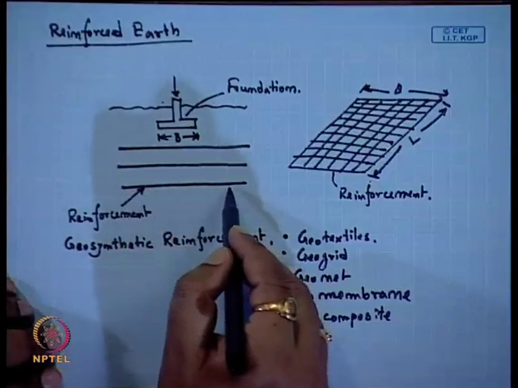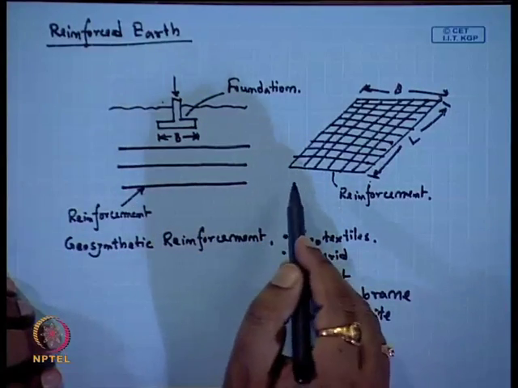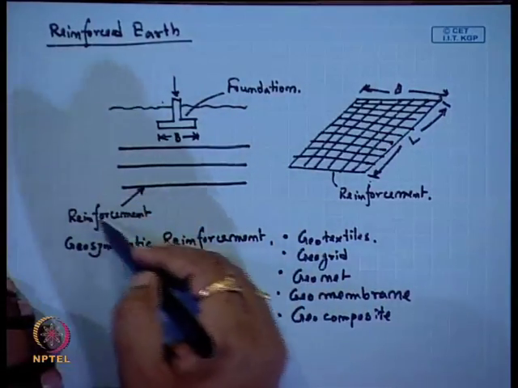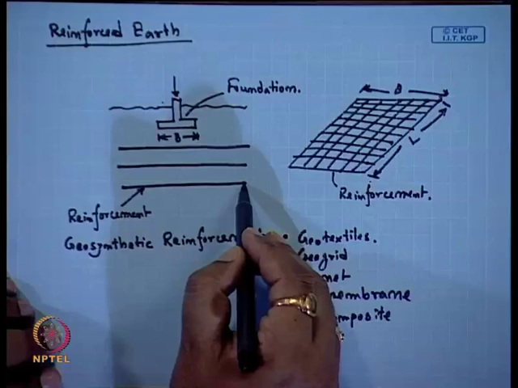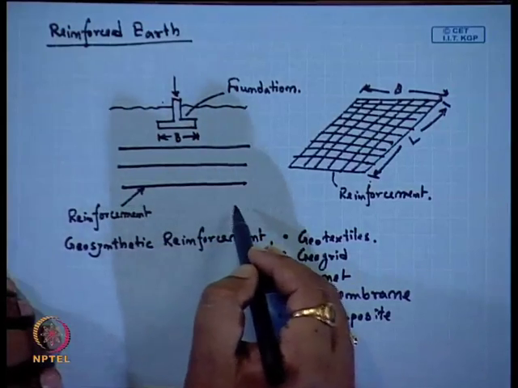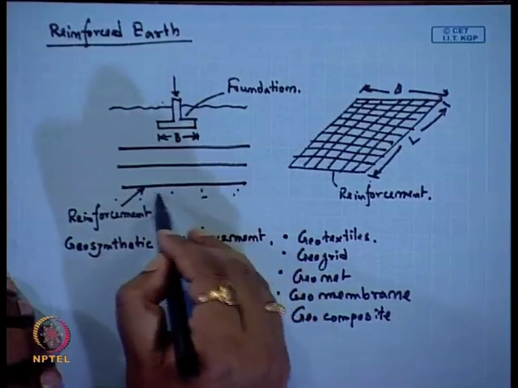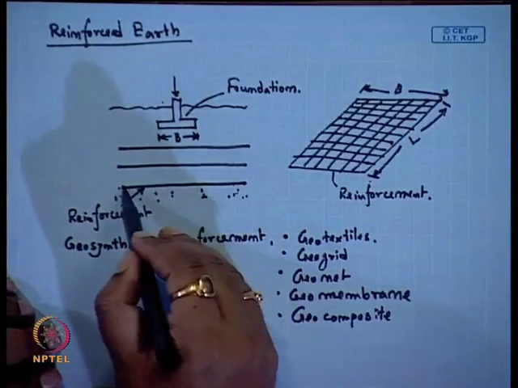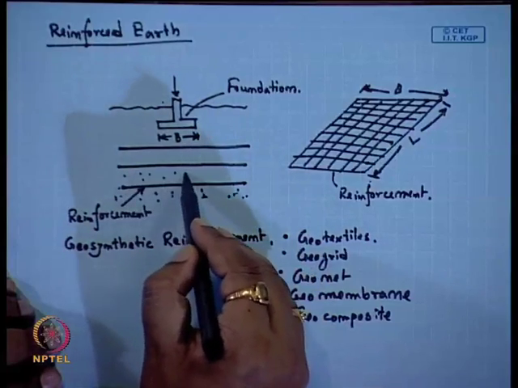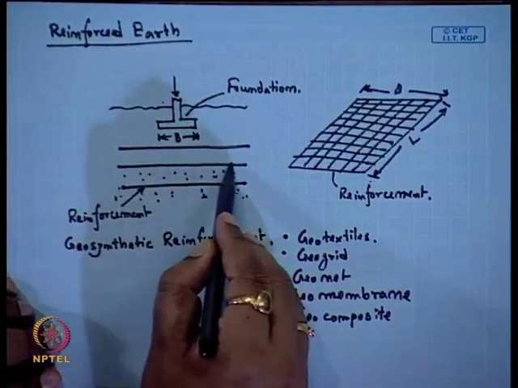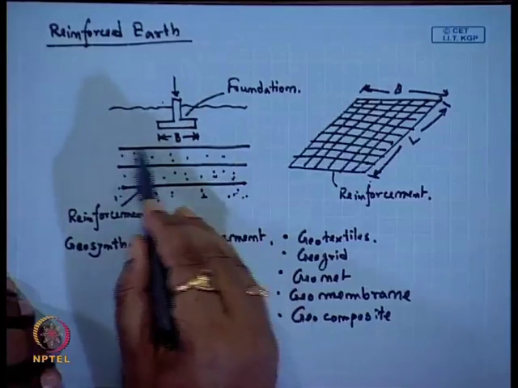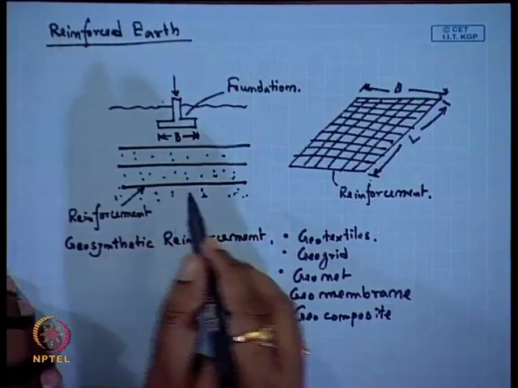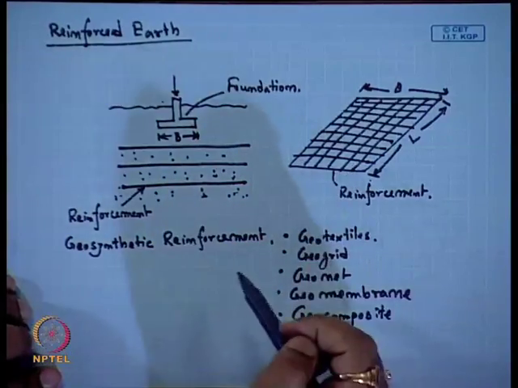Because it is placed horizontally, it is basically suitable for filling type of material. Suppose in this area, first we place the reinforcement on the existing soil, above that we place some filling soil, granular type of soil, and then inside this soil we place the reinforcement, then again the granular soil, then another reinforcement, then soil, then another reinforcement, and then the foundation will be constructed. So basically this geosynthetic reinforcement is suitable for filling type of material.